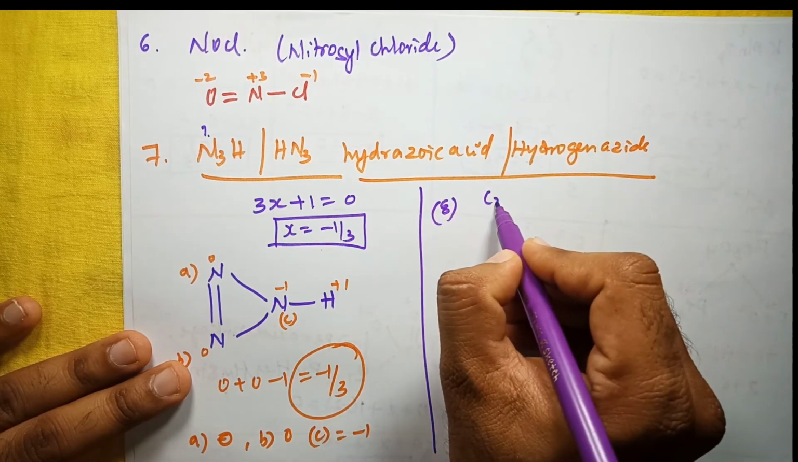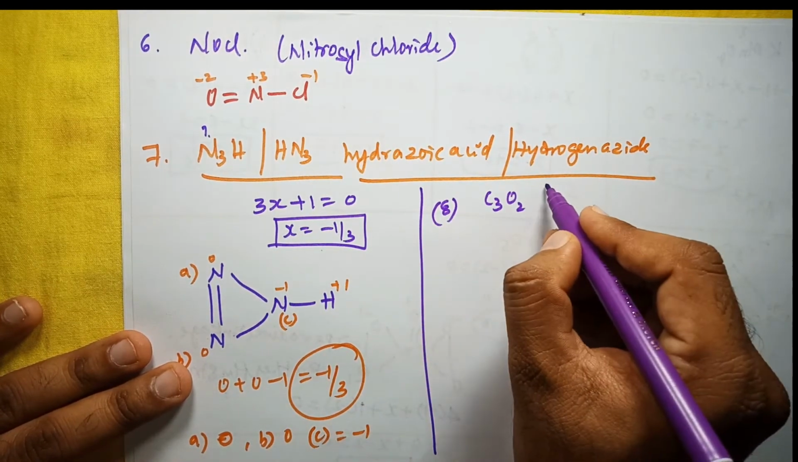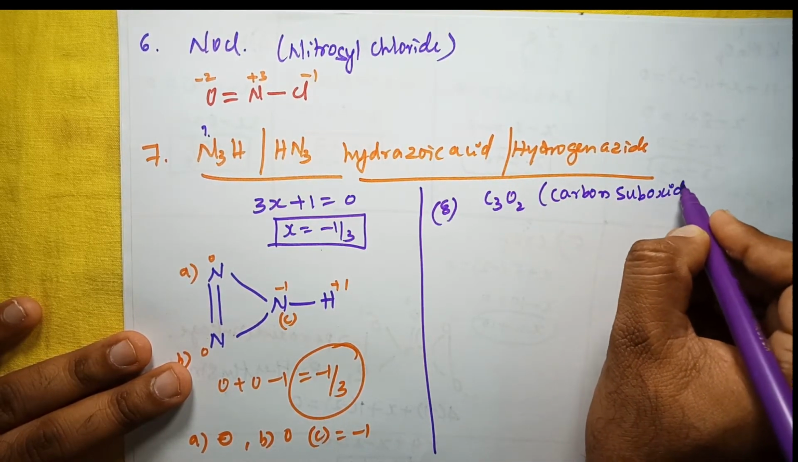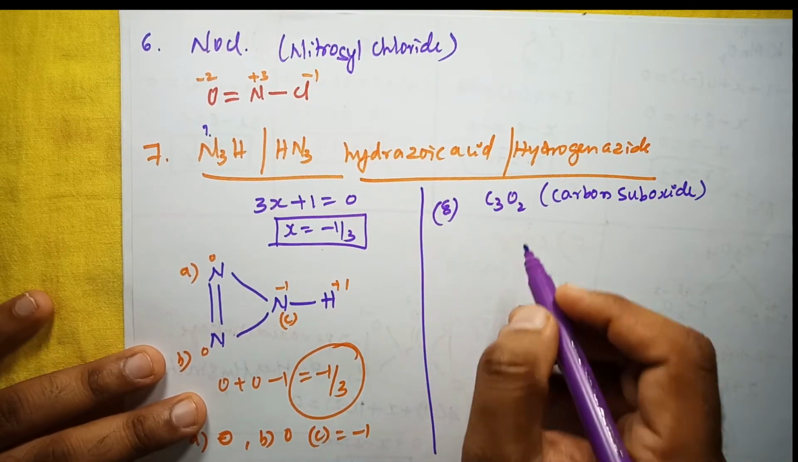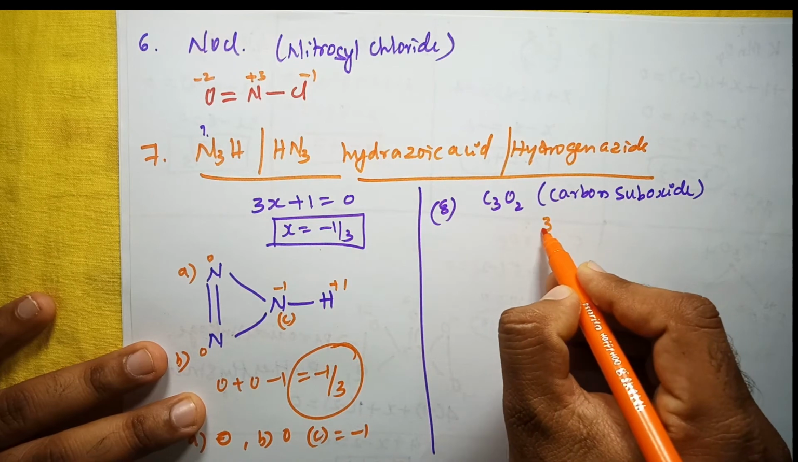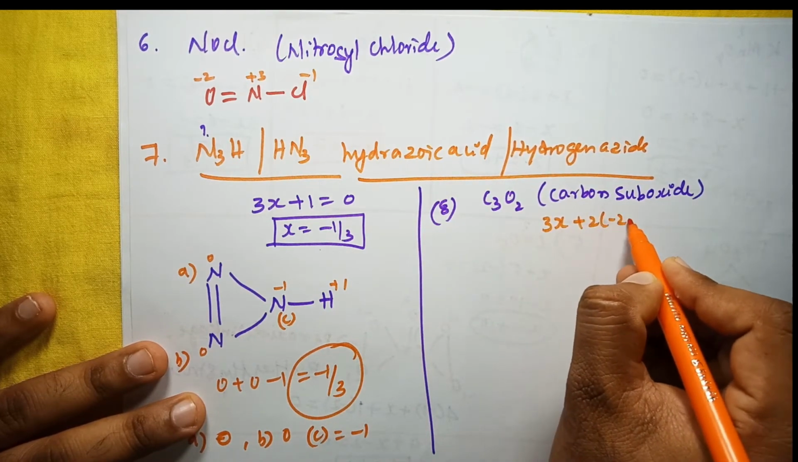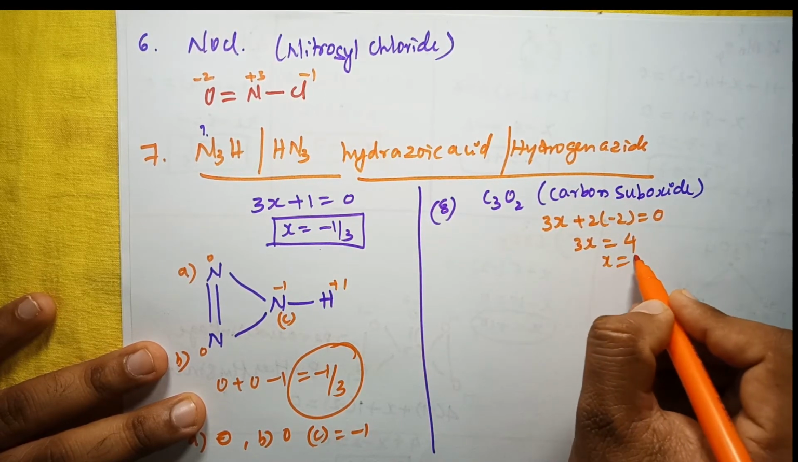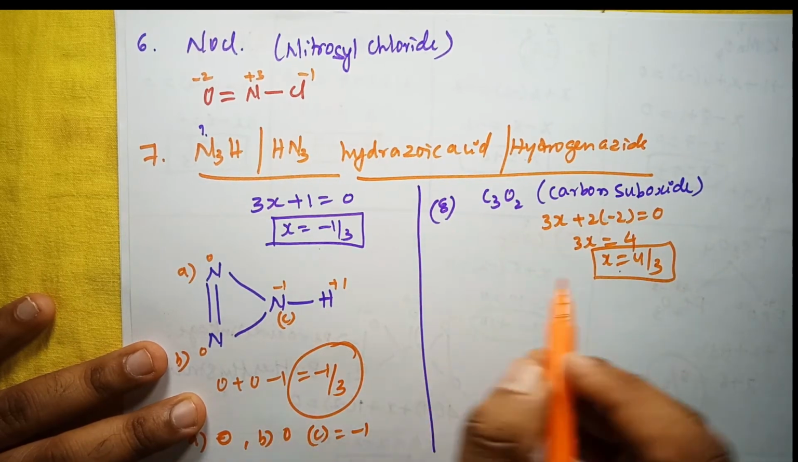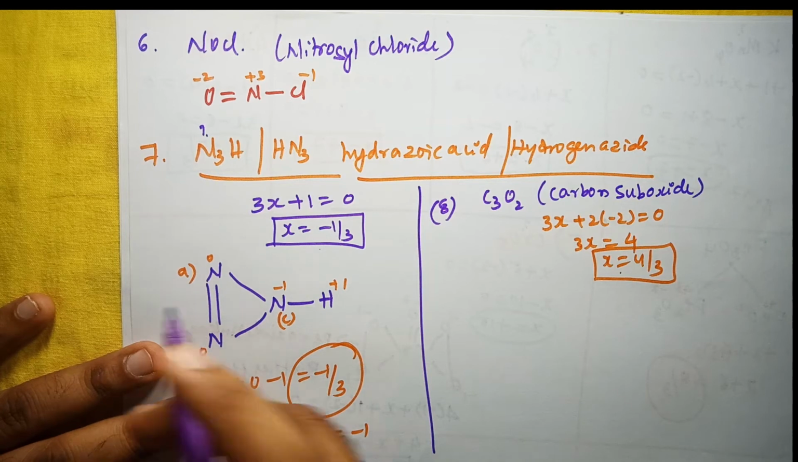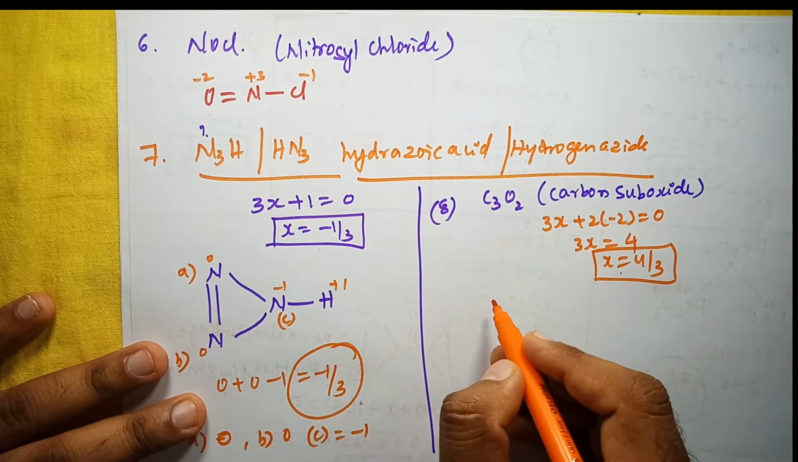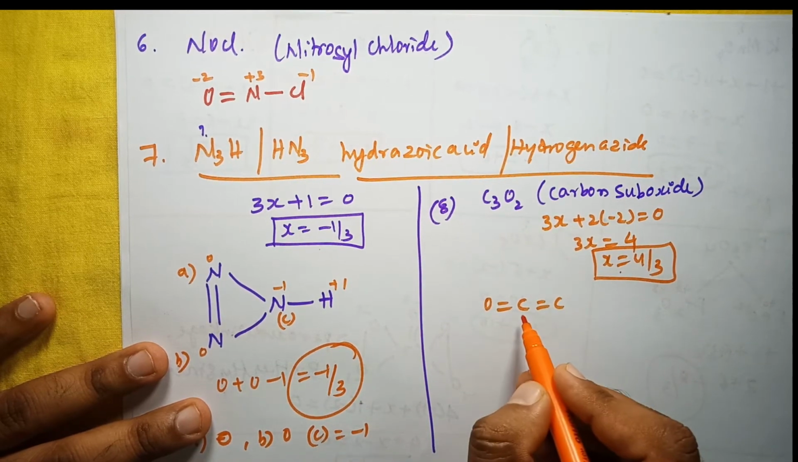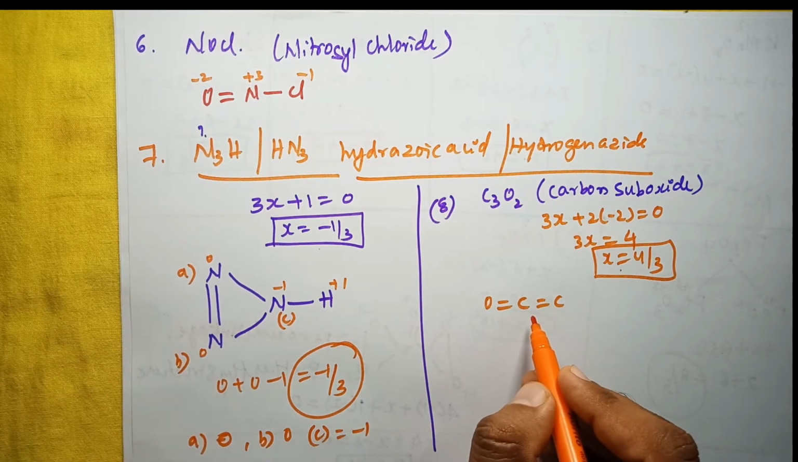I am taking C3O2. So what is C3O2? That is carbon suboxide. What is it, friends? Carbon suboxide. So how to calculate the oxidation state of carbon here? That is 3x plus 2 into -2 equals 0. 3x equals 4. X equals 4/3. So this is the average oxidation state of 3 carbon atoms. So let's try to write the structure of C3O2. That is O double bond C double bond C, just to maintain the tetravalency of carbon.